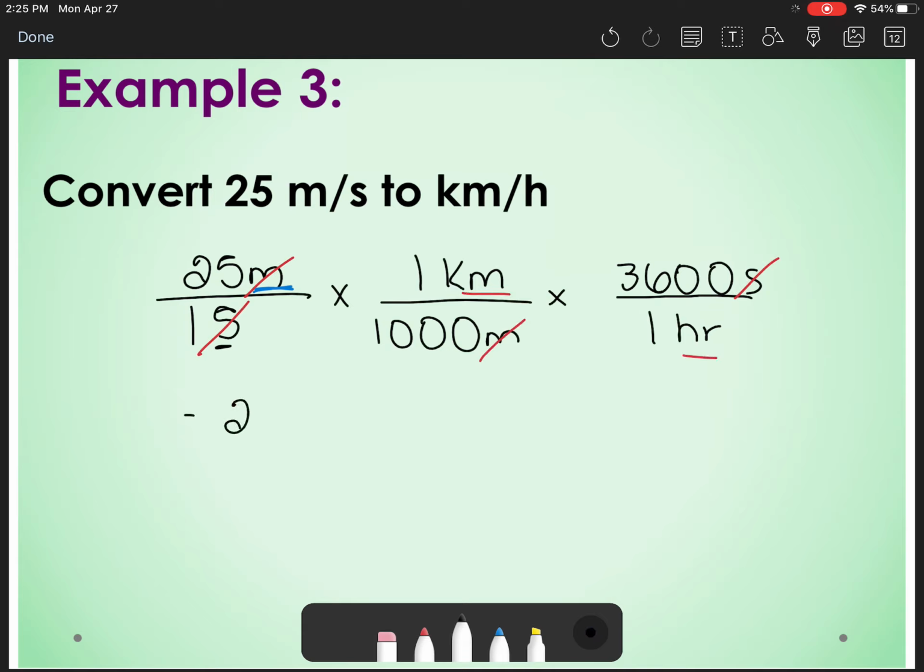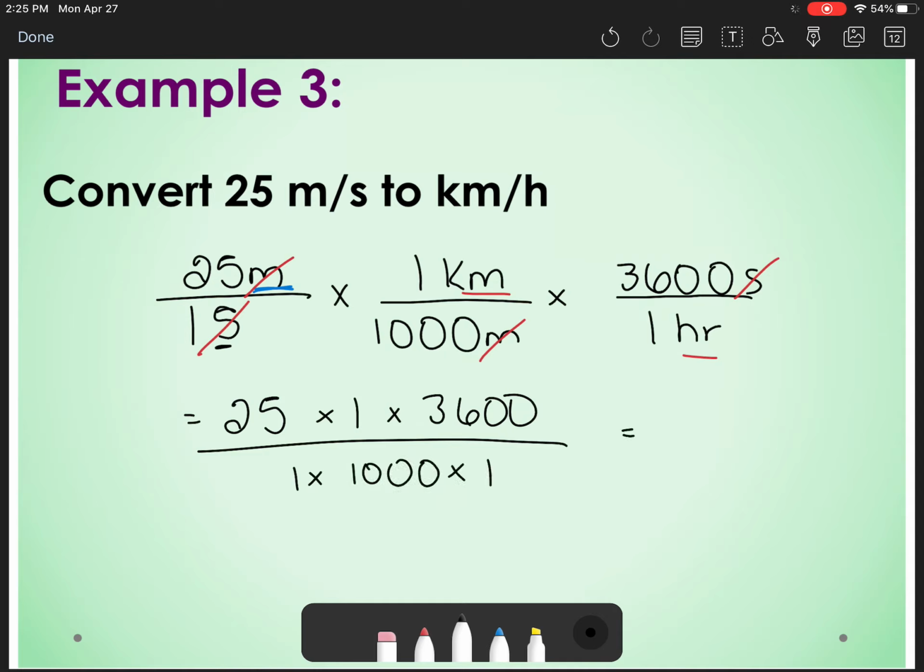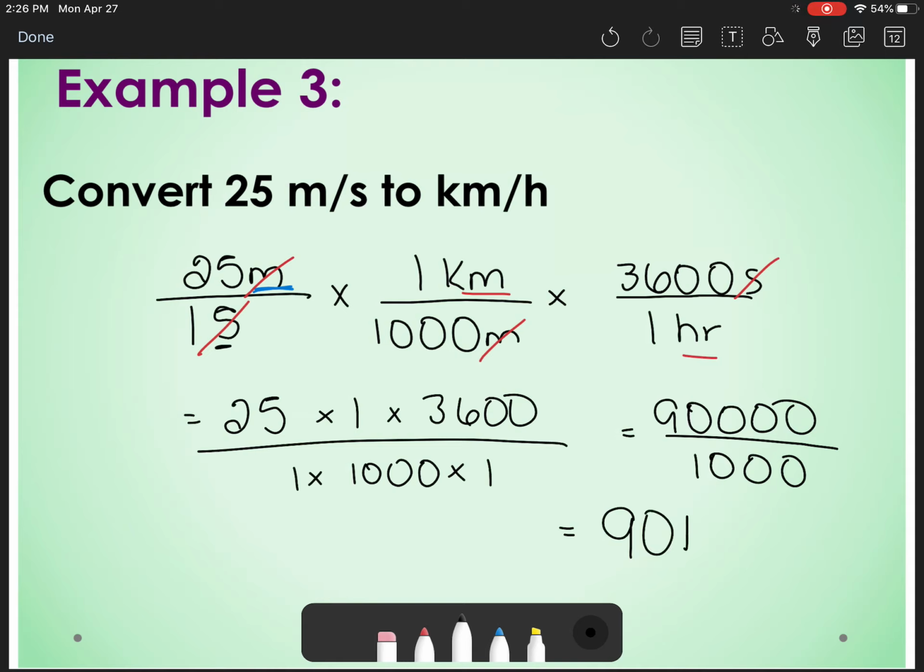Okay, that leaves me with 25 times 1 times 3,600 divided by 1 times 1,000 times 1. And that's going to give me, sorry, I just have to calculate this one quickly. 25 times 3,600. That's 90,000 up at the top. And divided by 1,000, which makes my final answer 90 kilometers per hour.